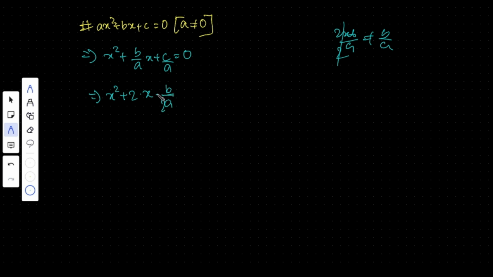And 2 cancels. b by a into x, this term only, plus this term whole square, b by 2a whole square, plus c by a equals 0. We take the whole square of this. Now wait, we have added this whole square to both sides, so it becomes b by 2a the whole square.